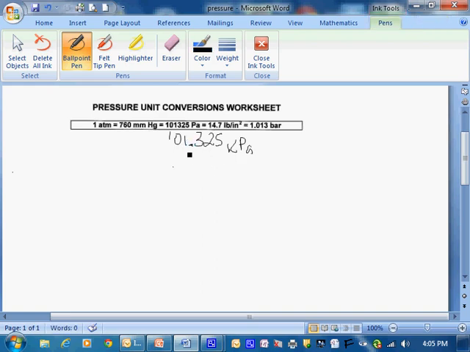If you move the decimal place 3 spaces to the left, it would be 101.325 kilopascals. And then our PSIs, pounds per square inch, is 14.7, and then bars is 101. Don't see that one very often.